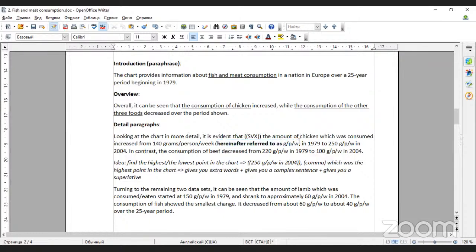Yeah, so hereinafter referred, or you can say, or you can also say hereafter, or hereinafter, or further, you can also say, but in legal documents, and you can definitely use it in academic writing as well, you can just write hereinafter referred to GPW in 1979 to 250 grams per person per week in 2004. In contrast, the consumption of beef decreased from 220 grams per person per week in 1979 to 100 grams per person per week in 2004.